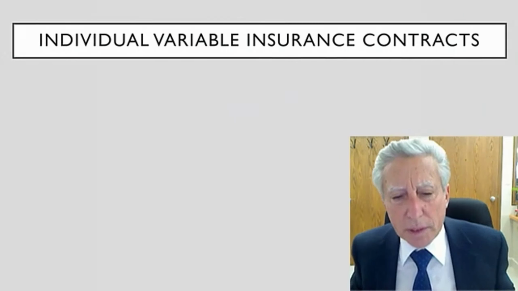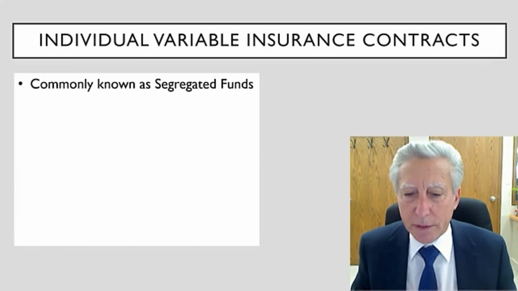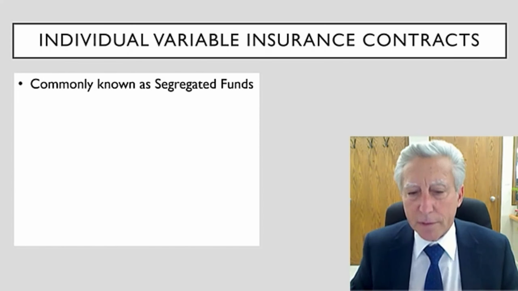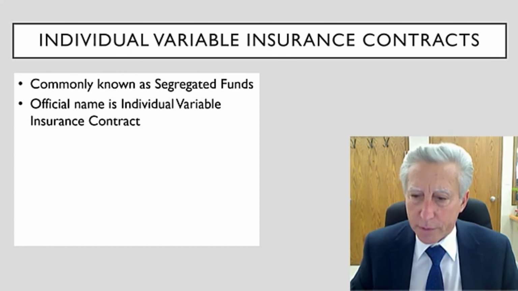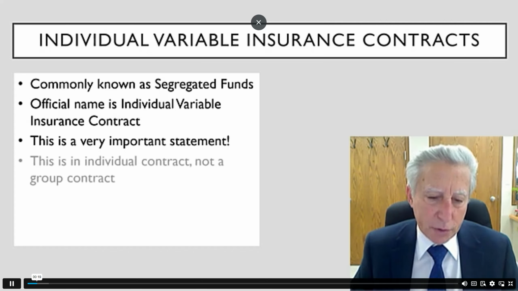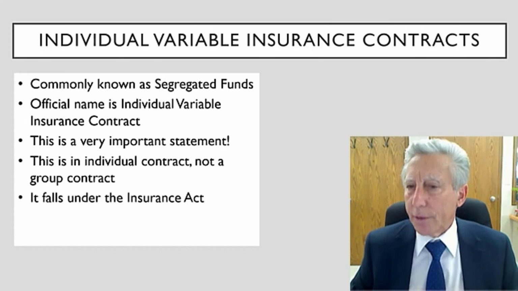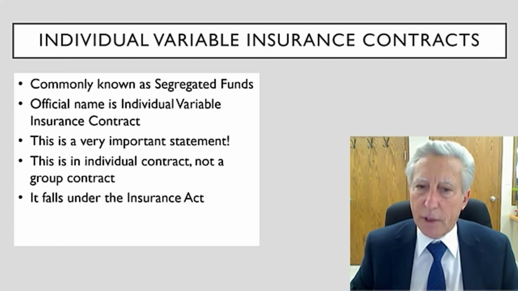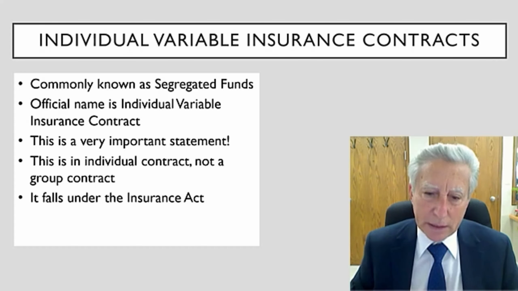Hello, and welcome to today's session on IVICs, or Individual Variable Insurance Contracts, commonly known as segregated funds. But remember that the official name is Individual Variable Insurance Contract. And it's a very important statement because the contract is an individual contract, it's not a group contract, and it is also an insurance contract. And so it falls under the Insurance Act. And this is an important distinction.